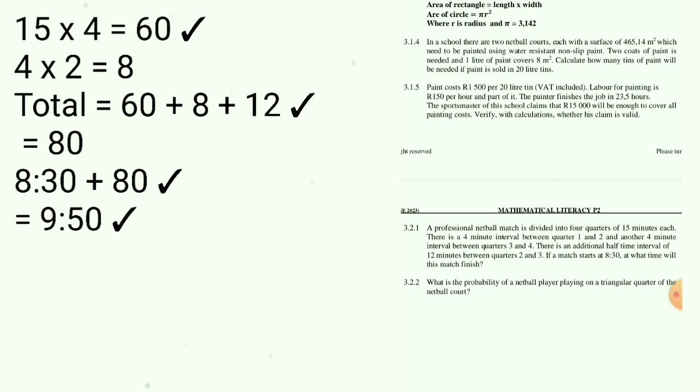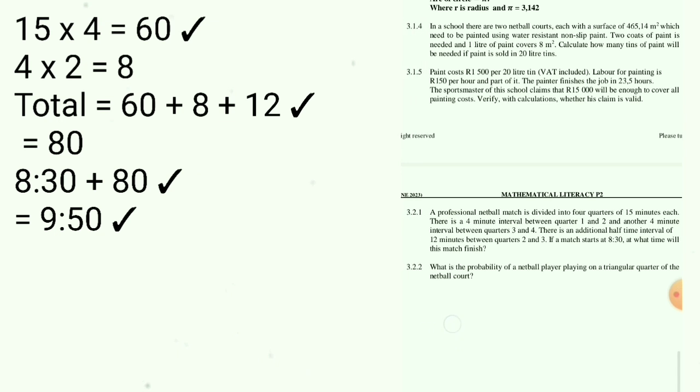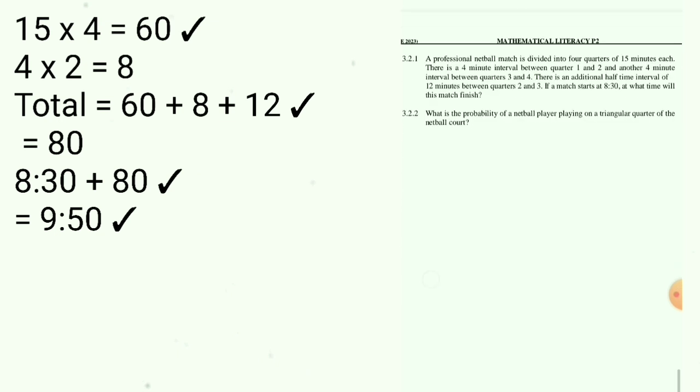The answer is 80. Then we say 8:30 plus 80 equals 9:50, which is 10 minutes to 10. Remember that if a match starts at 8:30, at what time will this match finish? It will finish at 9:50. And then what is the probability of a netball player playing a triangular quarter of the netball court? This is just 0. It's 0.